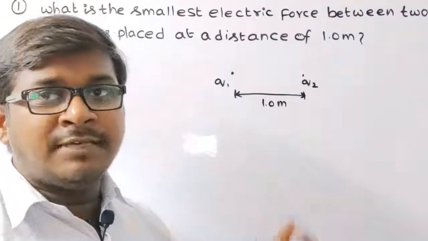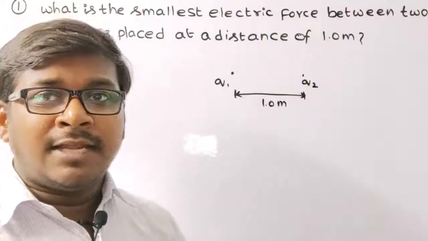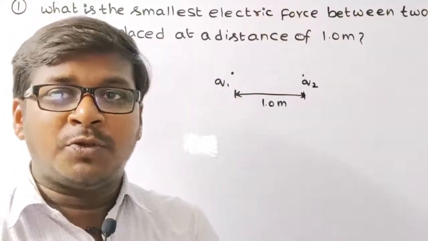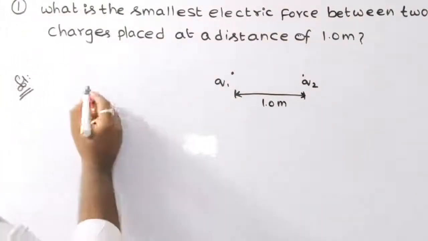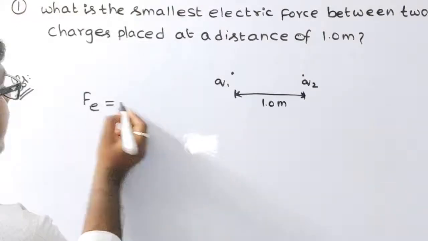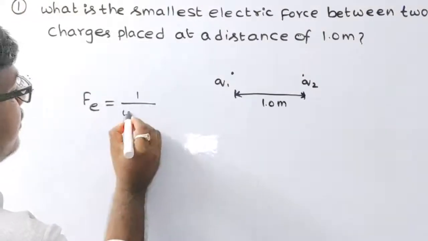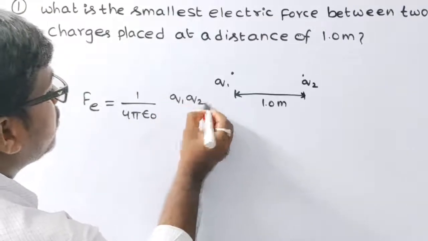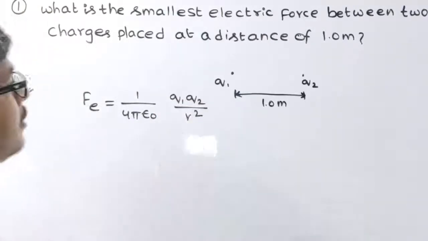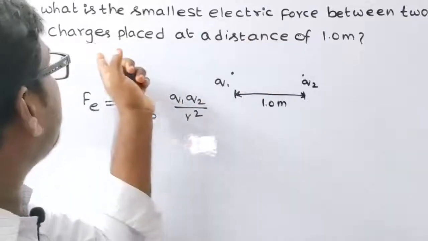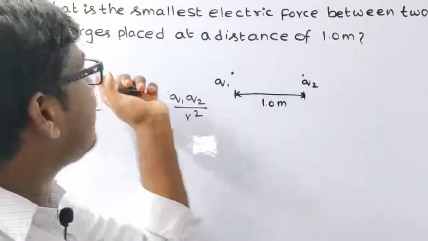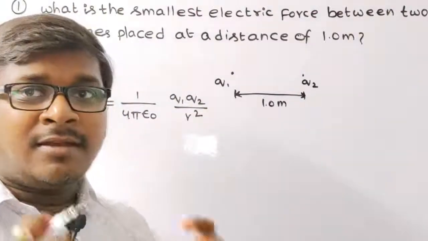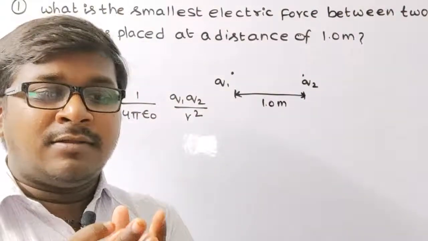According to Coulomb's law, the electric force is equal to 1 by 4 pi epsilon naught Q1 Q2 by R square. That is the formula. In this, Q1 and Q2 are these two smallest electric charged particles.